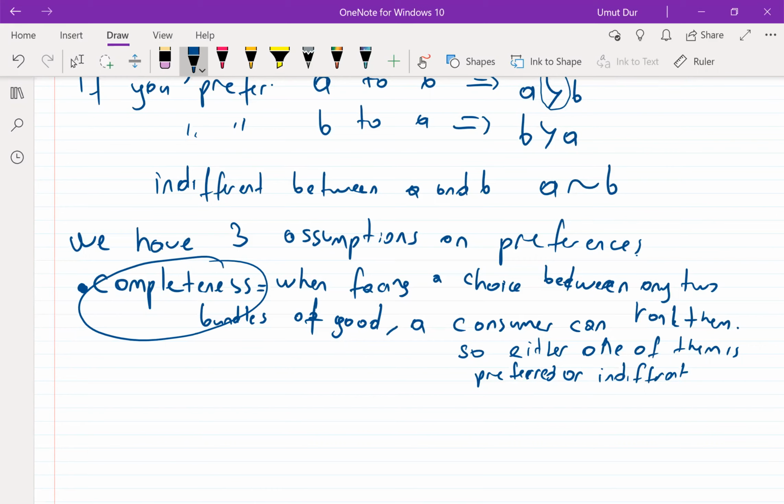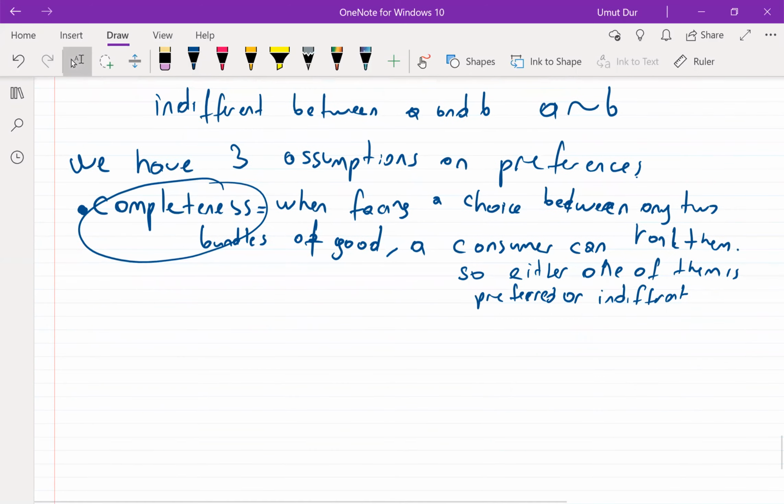So whenever I give you two bundles, composed of different amounts of goods, the answer that you need to give is basically you need to be able to rank them. Either one of the bundles is better than the other one, or you are just indifferent. So what completeness is ruling out is the fact that you never say that I cannot compare. You are always able to compare. This is the first assumption.